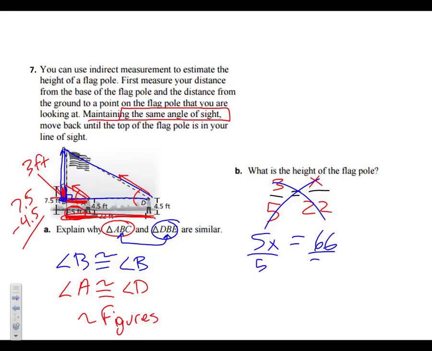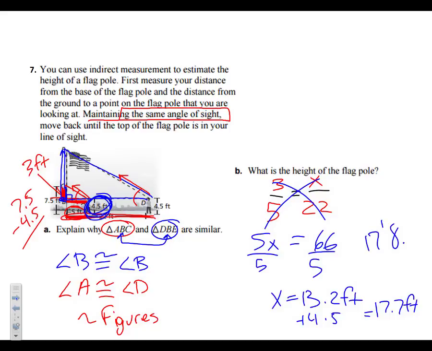When I divide by 5, I get x is equal to, well, that's 13 1/5, which is 13.2 feet. But that's not the height of the flagpole. That's only the height of that triangle. We have to add in the 4.5 feet that we are standing to the ground. So plus 4.5 gives us 17.7 feet. Well, 0.7 feet is roughly 8 point something inches. So 17 feet, 4 inches is roughly how tall that flagpole is. Again, we're estimating, so it's pretty darn good.